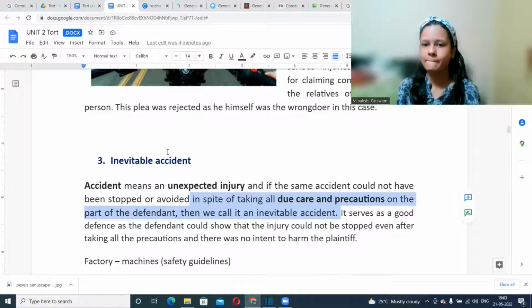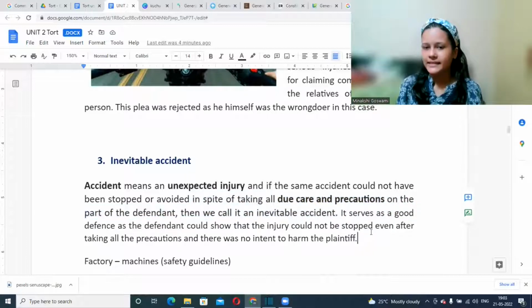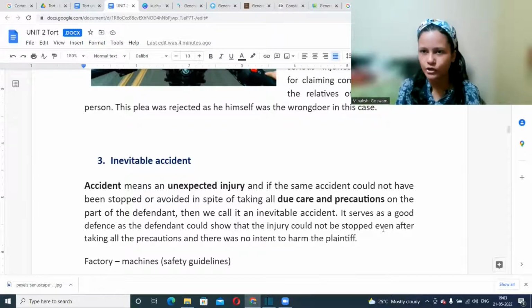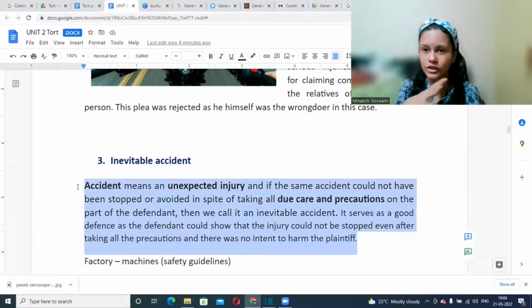So inevitable accident serves as a good defense, as the defendant could show that the injury could not have been stopped. He can prove that, okay, I was taking all the care and all the precaution that I could have taken, but I could not stop it from taking place even after taking all the precaution, and I did not have any intention to harm the plaintiff. It's just that the situation itself was such that it just happened. This is called inevitable accident.